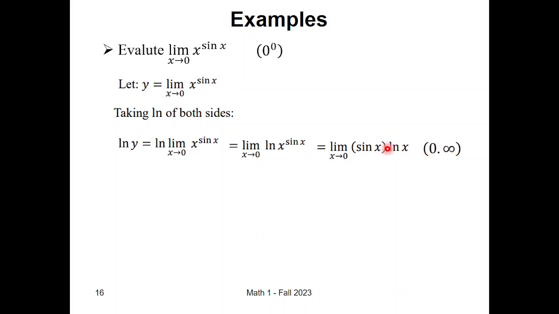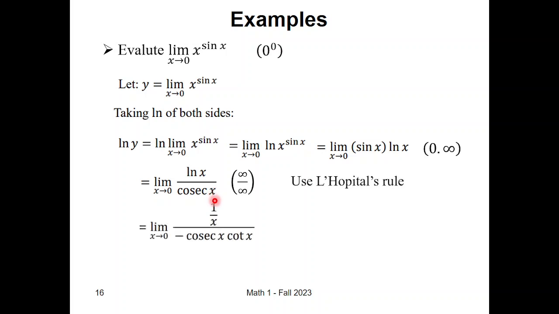So we deal with this as we did in the previous example. We have to bring one of these two functions in the denominator. We choose to bring sine x in the denominator, and it will be cosec x. Now when x approaches 0, this will be infinity, and also this will be infinity. So we can apply L'Hopital rule now. We differentiate ln to get 1 over x, and differentiate cosec to get negative cosec x cot x.